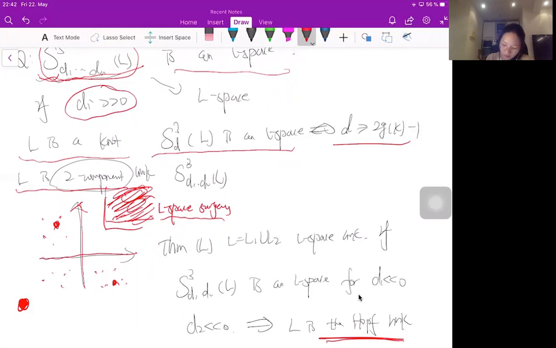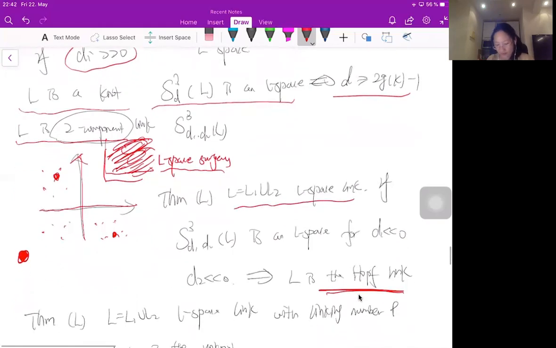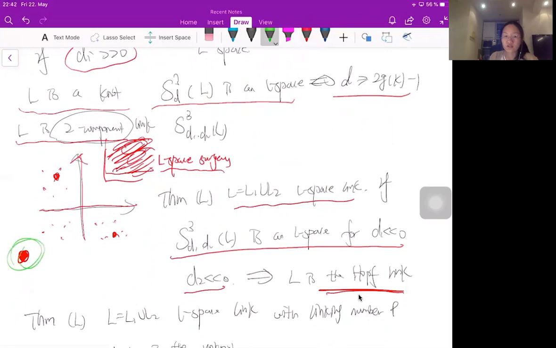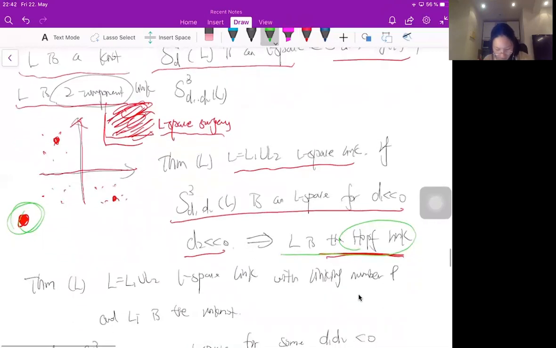For example, we prove that if you have a 2-component L-space link, and furthermore, you assume this is an L-space for D1 sufficiently negative and D2 sufficiently negative, that means you can find a point here which gives you an L-space surgery. Then you can do some link detection, proving L is the Hopf link.